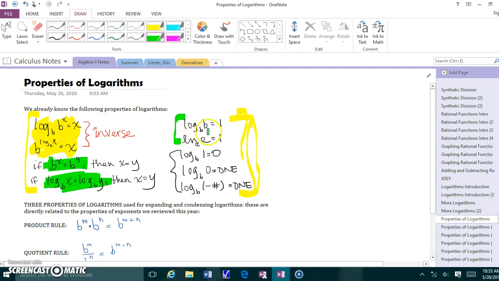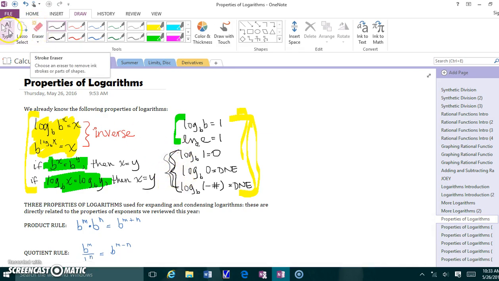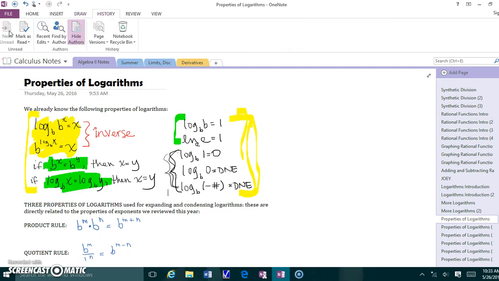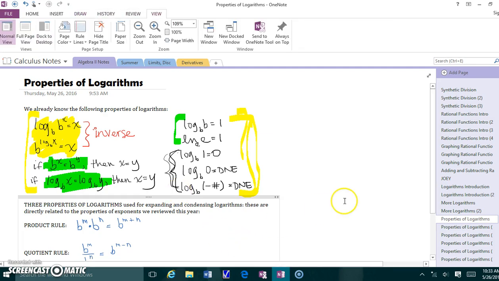These two, just think, what exponent do I give b to get b? It's just 1. It works for ln as well because there's an invisible e right here. We normally don't write that e, but there is an e, and you think, what exponent do I give e to get e? It's 1. And these three right here we've also talked about. So let's move on to 3 more properties of logarithms.